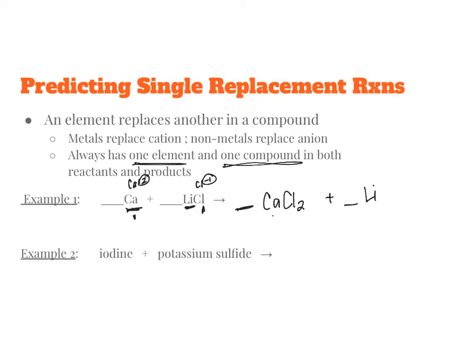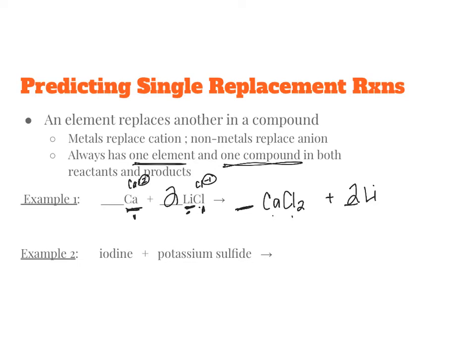The only thing is here, chlorine on the left, I have 1, and on the right, I have 2. So in order to make it 2 chlorines on the left side, I'm going to have a 2 coefficient in front. When I do that, it also, remember, affects that lithium here. So now I have 2 lithium on the left. I'm going to have to balance that out with 2 lithium on the right.